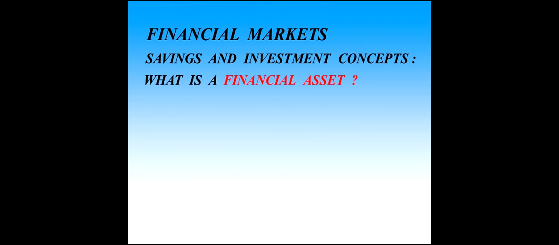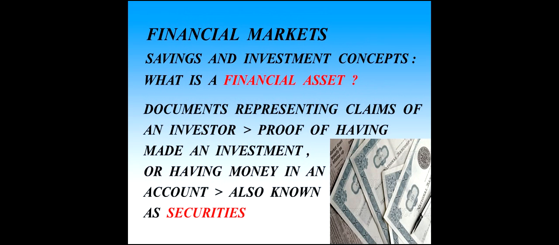The second fundamental term I'd like for you to be familiar with is financial asset. And what is a financial asset? It's a document representing the claims of an investor. In other words, proof of having made an investment or actually having money in an account. Now, financial assets are also called securities, and please note the root word here, security. The whole idea behind this is that if you're putting money in an investment or having money saved in an account, you're trying to secure your future. So that's why we call a financial asset a securities or security.